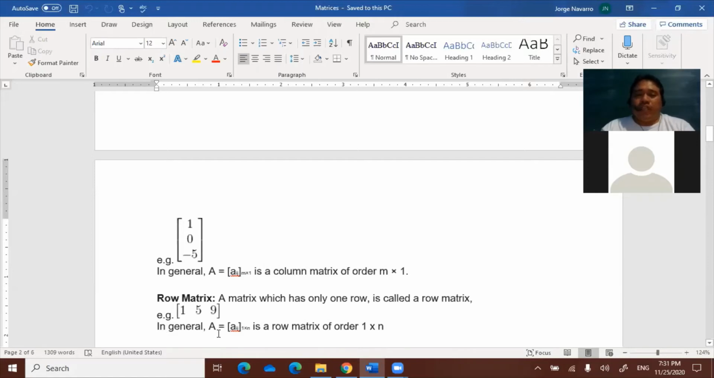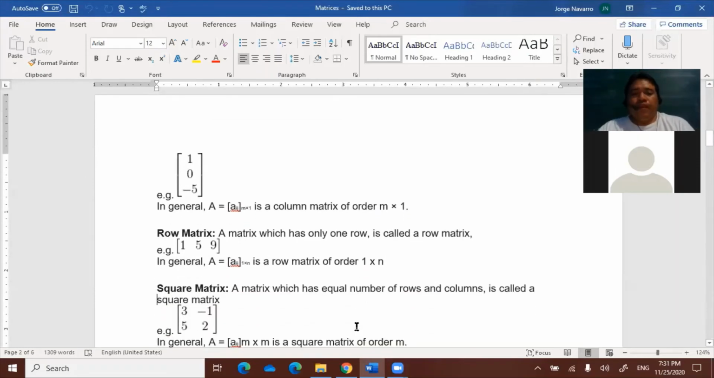So in general, matrix A is a row matrix of order 1 times n, n being the number of columns. Remember, m talks about rows, n talks about columns.